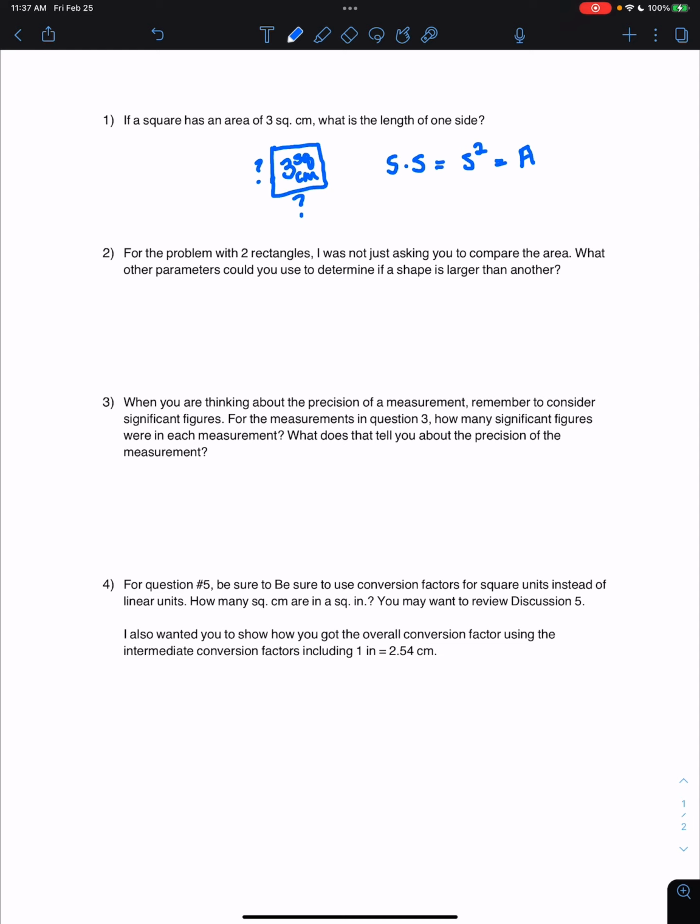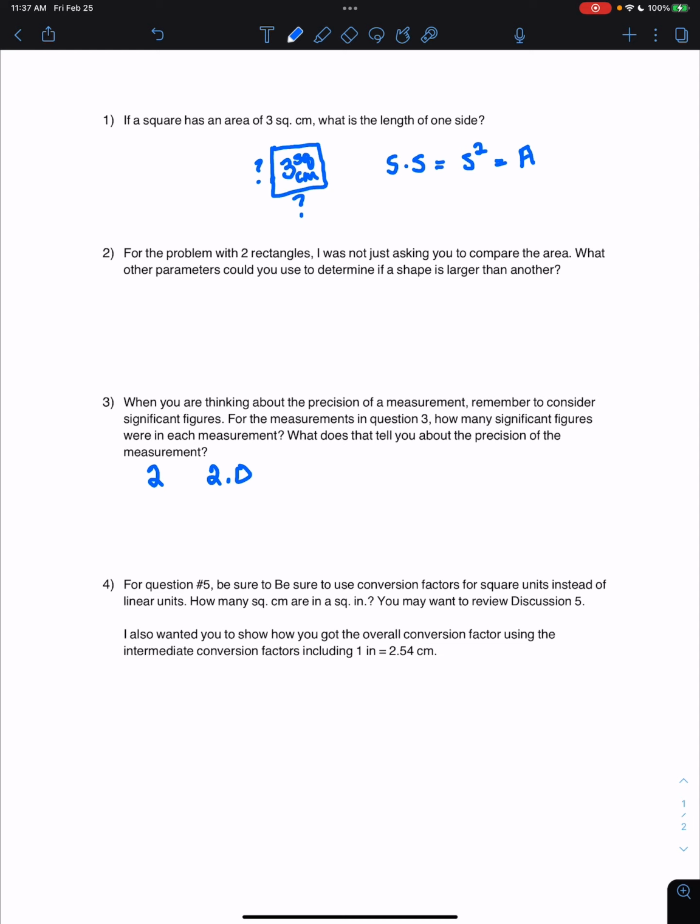Then for the problem where you were talking about measuring something as 2 or 2.0, a lot of you talked about precision of measurement, which was great, but I wanted you to also think about significant figures. And you may want to go back and watch my videos about how to calculate or determine significant figures. So think about significant figures in each of those measurements, and what does that tell us about the precision of the measurement?